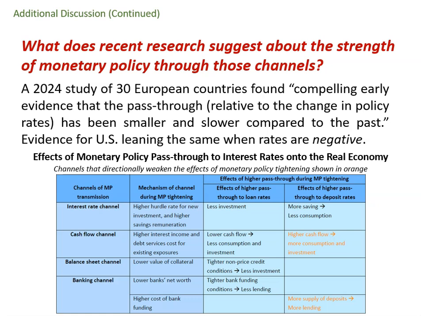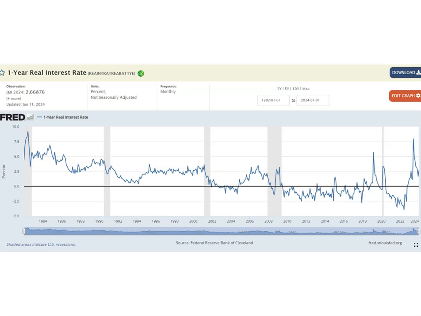Moreover, this study found compelling early evidence that the pass-through from a change in policy interest rates has been smaller and slower to affect the economy compared to the past. Pass-through effects from interest rate changes are an issue that will continue to be explored by economists around the world since it is crucial to how effective monetary policy will be. If you want to explore the real interest rate picture further, you can explore those interest rates using FRED, as shown here. Note the periods of negative real rates in this graphic.